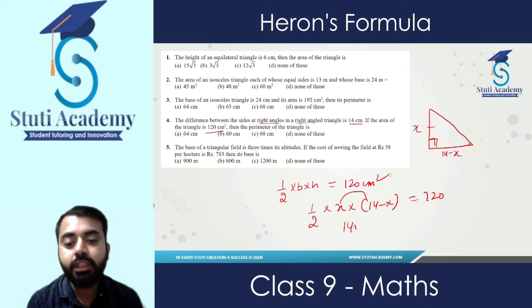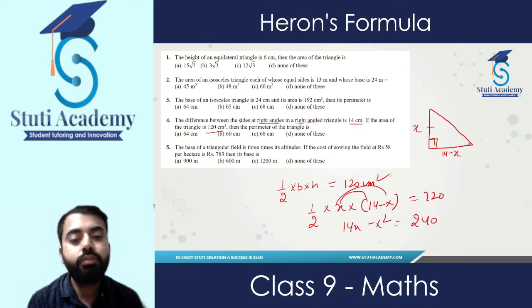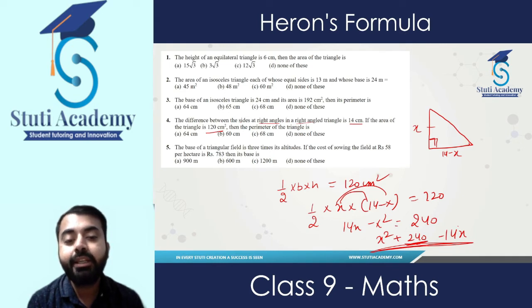Multiplying this, I got 14x. Multiplying this, I got minus x square, which was 240. Solving this, I get x square plus 240 minus 14x. I have to do what? I have to think of factors. Multiplying those, I will be getting a positive 240. Adding those, I will be getting a negative 14x.